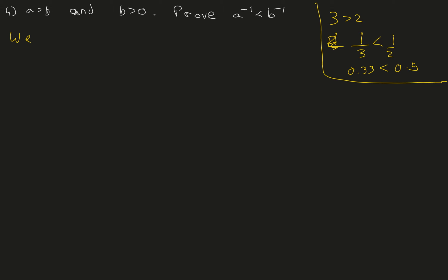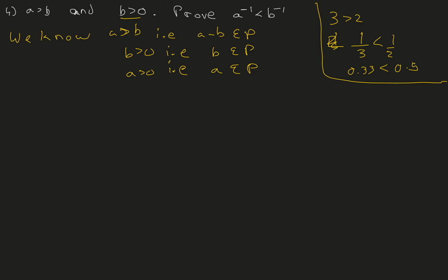So we know we can assume A is greater than B, that is the same as A minus B is in P, and B is greater than 0, which is the same as B being positive. Remember that if B is greater than 0, then A is also greater than 0, because A is greater than B, which is greater than 0. So A is greater than 0 means A is also in P.